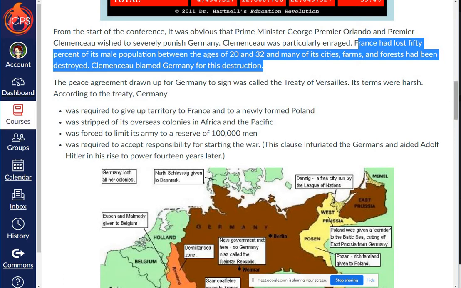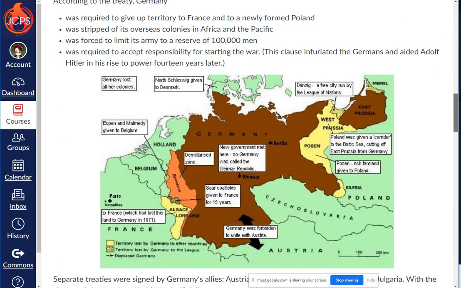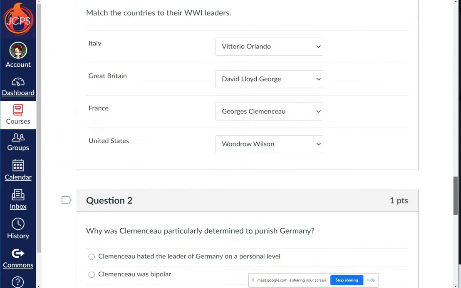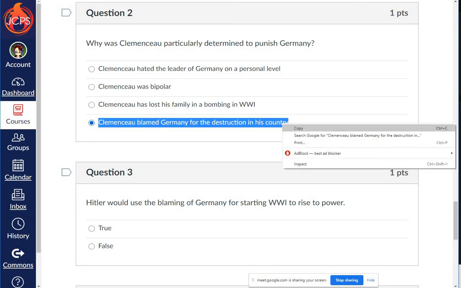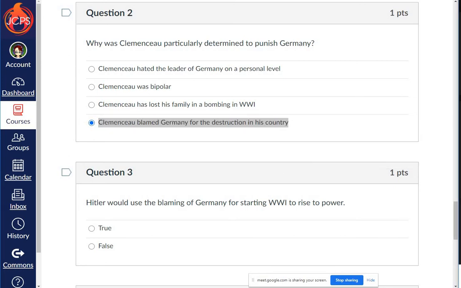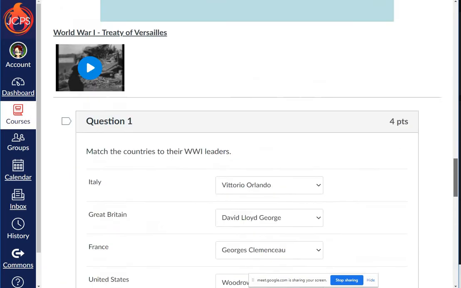What do I mean? All right. So Clemenceau hated the leader of Germany? No. Clemenceau was bipolar? No. Clemenceau lost his family in a bombing in World War I. Clemenceau blamed Germany for the destruction of his country. There we go, it's this one. Hitler would use the blaming of Germany for starting World War I to rise to power.